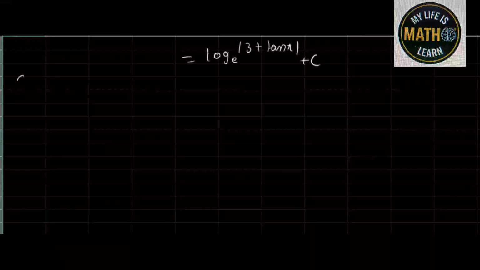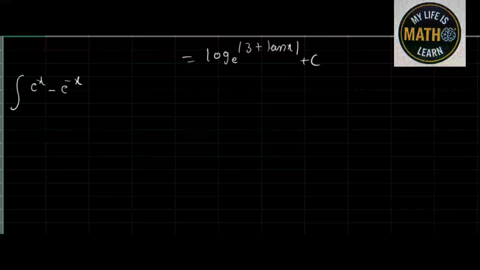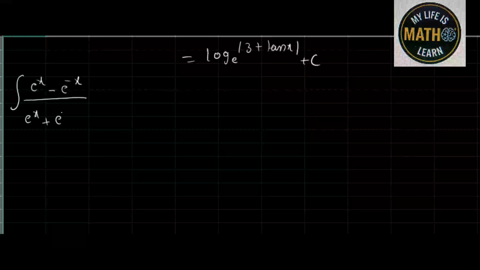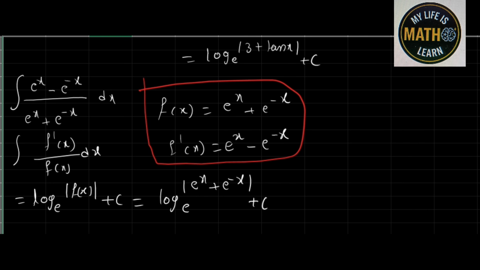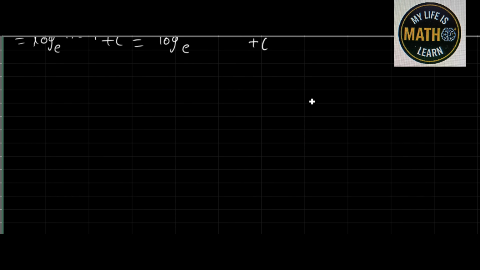Solve the next problem. Integral of e power x minus e power minus x by e power x plus e power minus x dx. f of x is equal to e power x plus e power minus x. On differentiation, f dash of x is equal to e power x minus e power minus x, and integral of f dash of x by f of x dx is equal to log of mod f of x base e plus c. Here f of x means e power x plus e power minus x. So log of mod e power x plus e power minus x base e plus c.